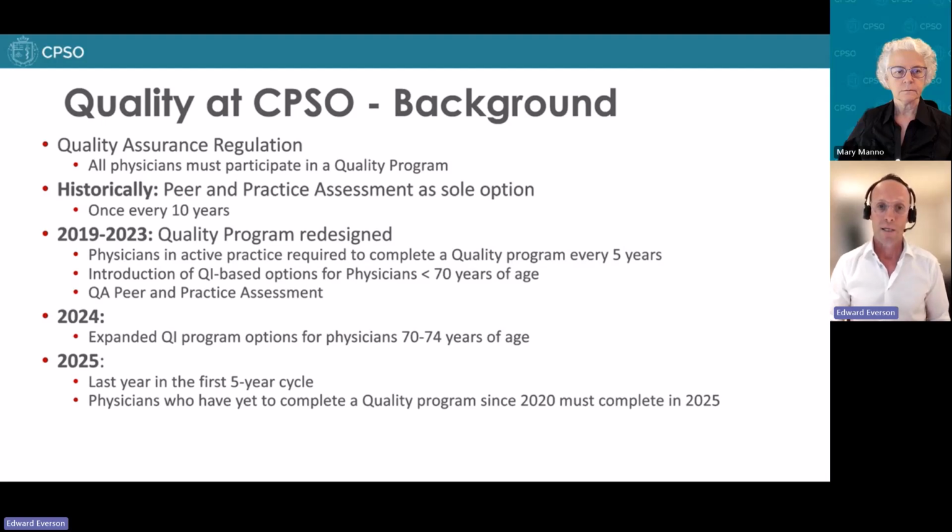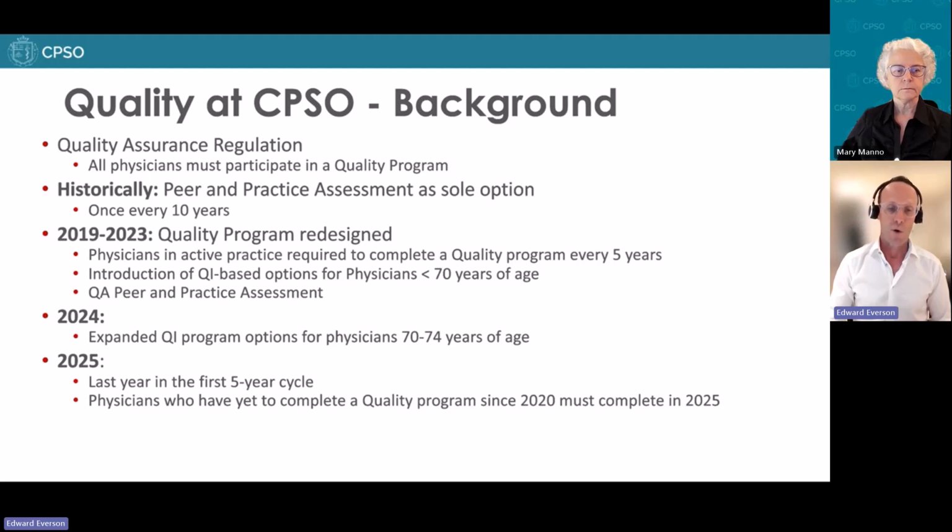Starting in 2019, we embarked on our quality program redesign and developed and started rolling out quality improvement-based program options. And in addition, we changed the quality program cycle time to participation once every 5 years. During this initial rollout, there was still a requirement for age-related peer assessments. So for physicians over the age of 70, they were still required to have a peer assessment every 5 years.